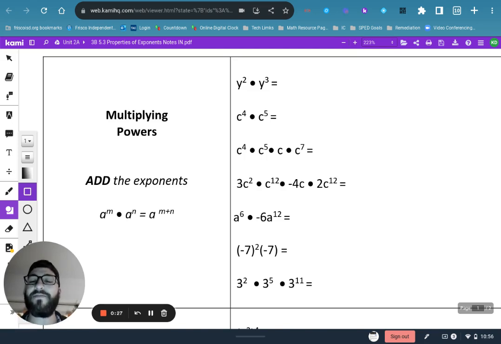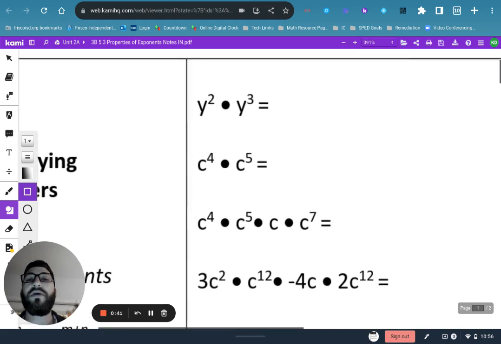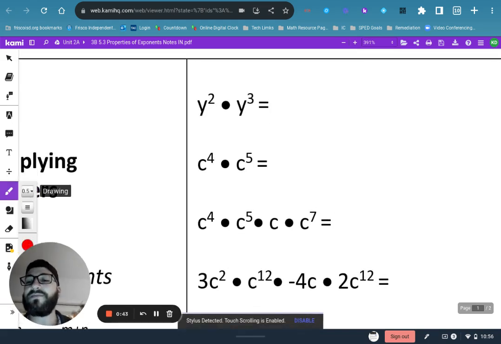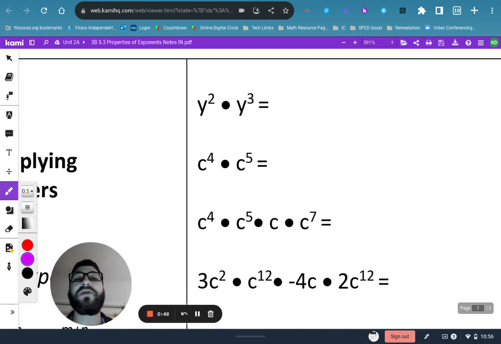If I have the same base, such as a base of a, and I am multiplying those two bases, then I'm going to add the exponents, m and n, together. As an example, if I have y squared and y cubed, I have the exact same base, and I am multiplying in the middle, so I'm going to add those exponents. So this would become y to the 2 plus 3, which we could simplify to be y to the 5th.